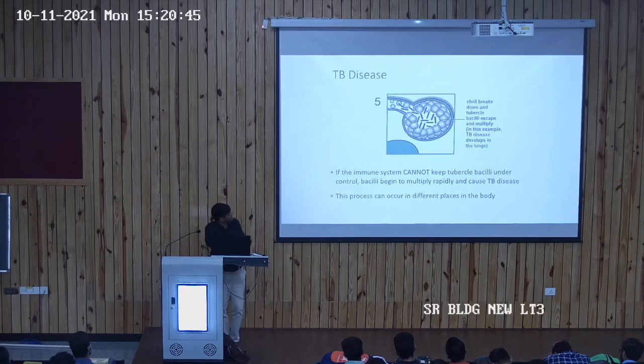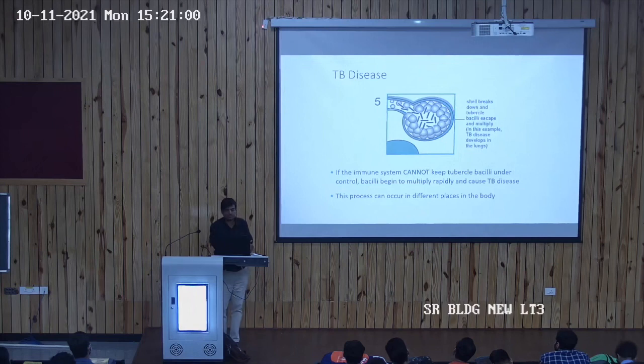TB disease. As I said, when this barrier or shell breaks down, tubercle bacilli will escape and multiply in other parts of the body as well. If the immune system cannot keep tubercle bacilli under control, bacilli begin to multiply rapidly and cause TB disease. This process can occur in different places in the body.